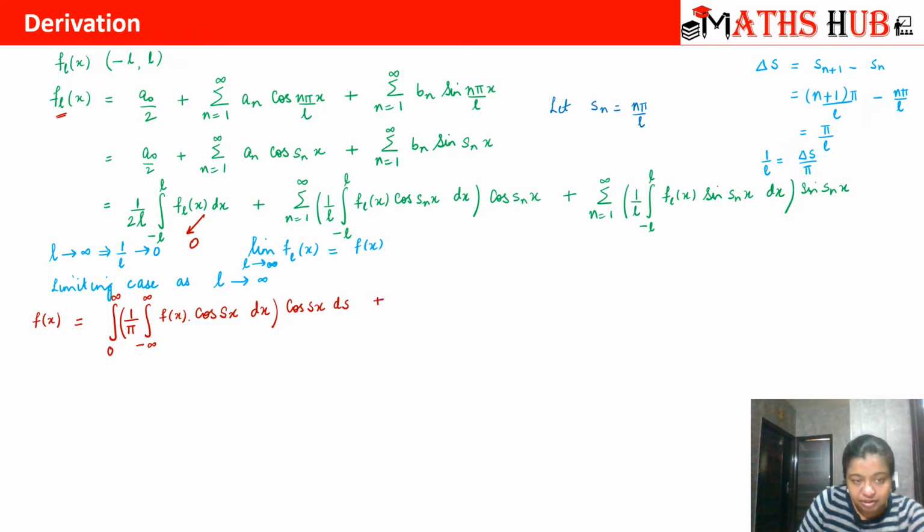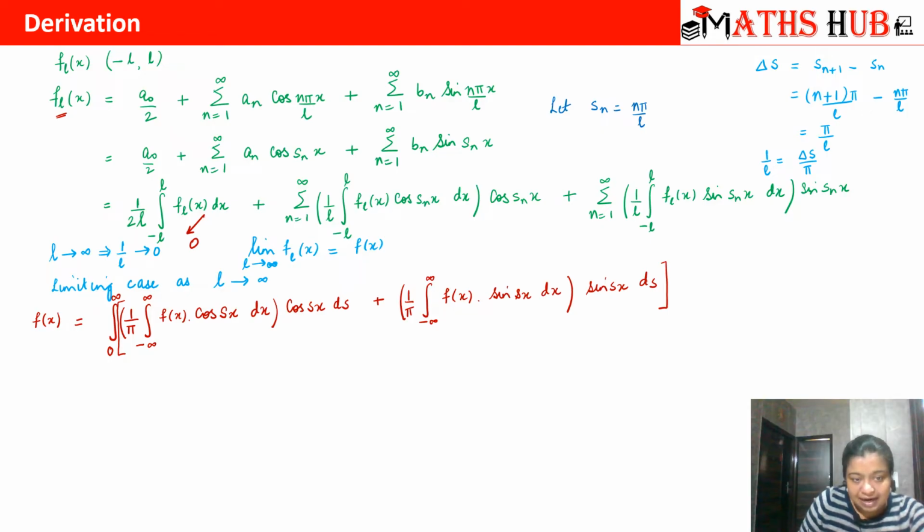Plus, this common integral 0 to infinity is there for both the terms, right? So this summation is already taken out as the 0 to infinity integral. Then 1 by L will become 1 by pi. Then the limit integral minus L to L will become minus infinity to infinity. Then f_L(x) will become f(x). Then we have sine Sx dx, and the ds integral will also come here because this is delta S by pi, right? So this is our total integral, right?